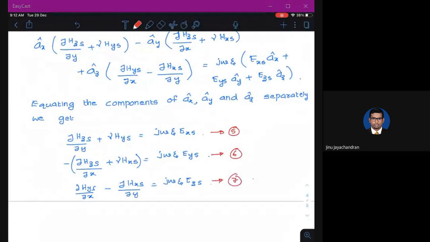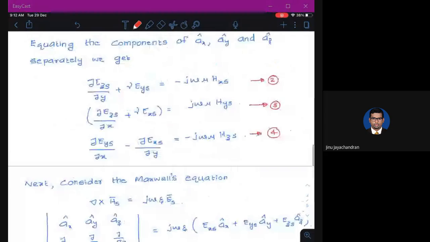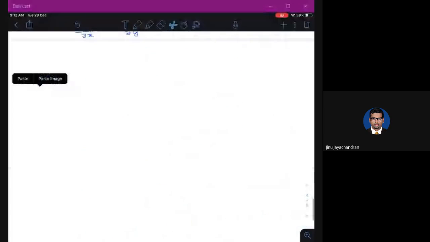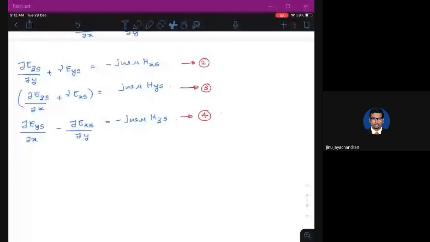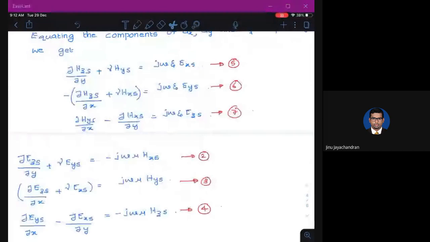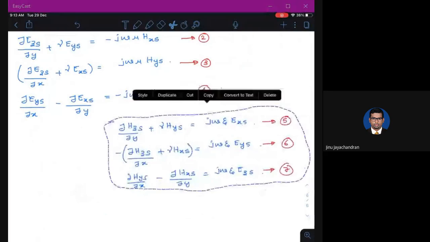So we have got a good number of equations. Let's write this set of equations together so that it will be easy for us to evaluate all these things. So let's copy this first. Let's paste it here. And let's copy this first. Let's paste it here.